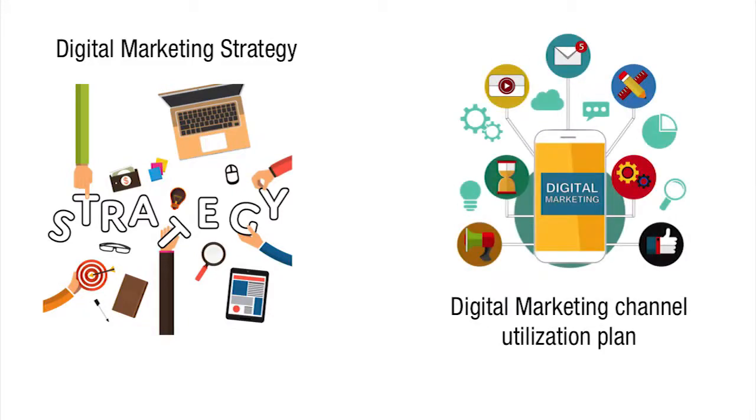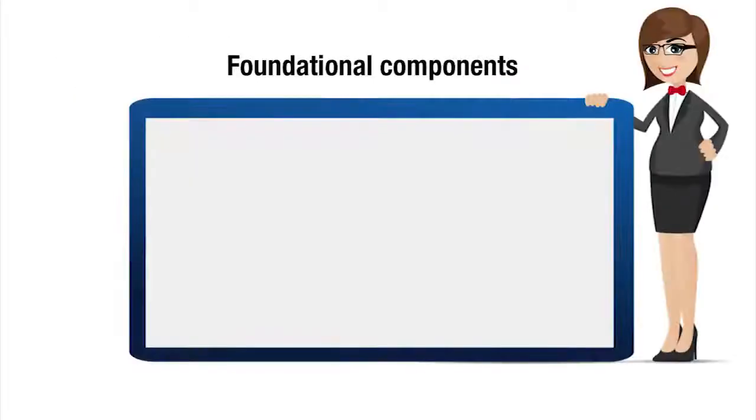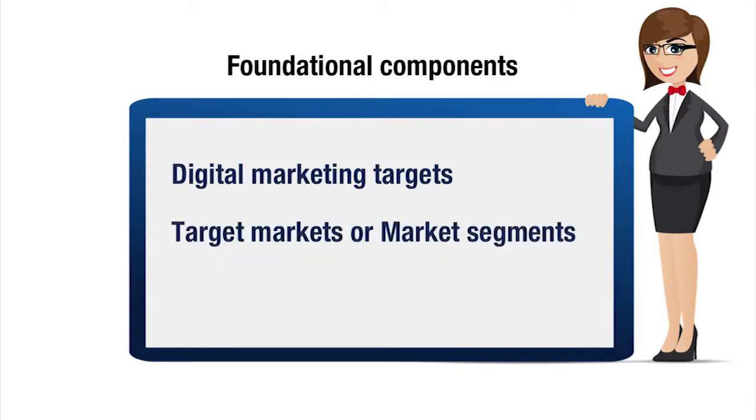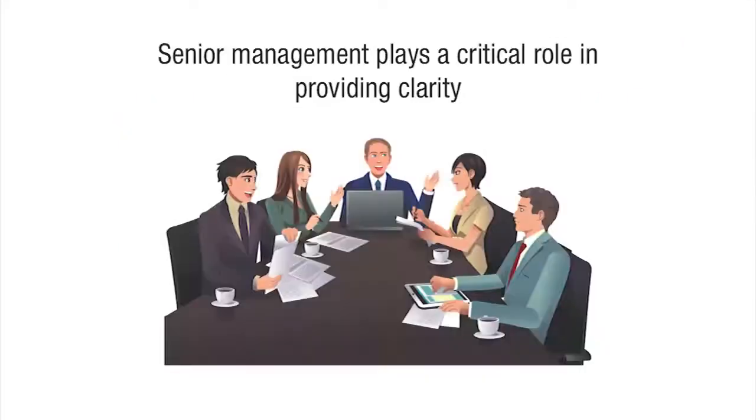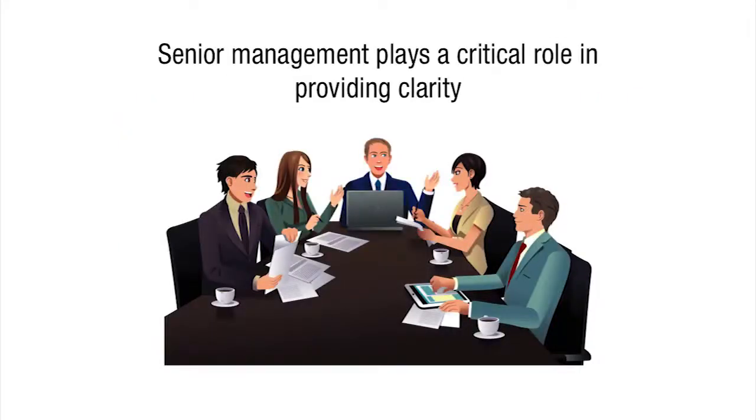For the successful implementation of a digital marketing strategy and digital marketing channel utilization plan, the organization must have a clear understanding of three foundational components: the digital marketing targets as established by the marketing strategy, the target markets or market segments the organization has decided to focus on, and the consumer needs and values the organization aims to address through digital marketing efforts. Senior management plays a critical role in providing clarity on these three components.